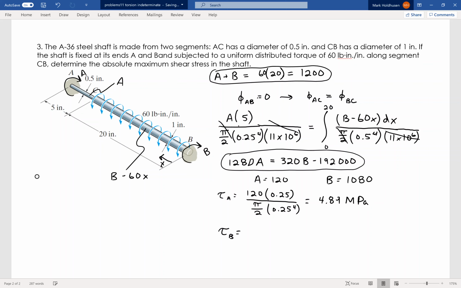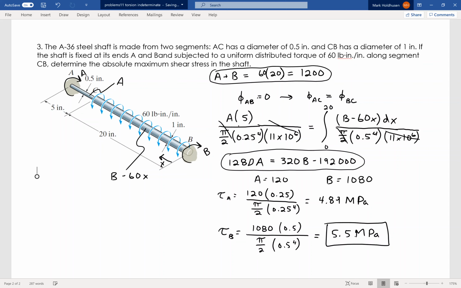Do the same thing for B. I get 1080, and that's where the maximum torque is going to be, because at B it's 1080, and then it's minus 60x. The further away from that I move, I get smaller and smaller torque. So the maximum torque is occurring at point B. That's where that 1080 comes from, times its radius, which is 0.5. J on this one is pi over 2 times 0.5 to the fourth. And I get 5.5 megapascals, which is larger than 4.89, so that's the one we're going to circle in.